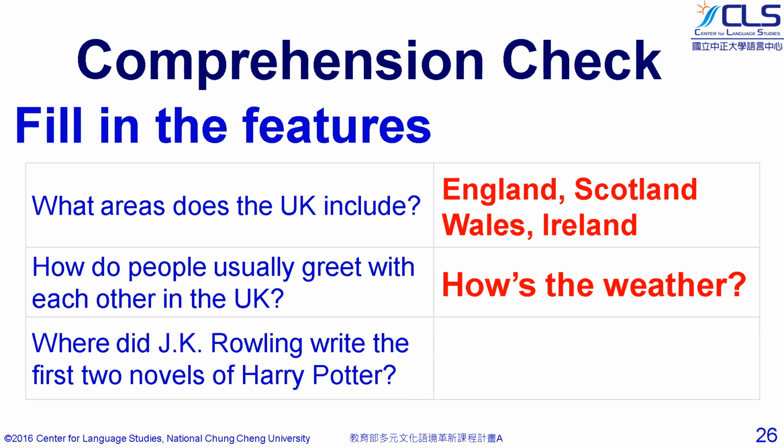Question number 3. Where did J.K. Rowling write the first two novels of Harry Potter? J.K. Rowling wrote the first two novels of Harry Potter at the Elephant House in Scotland.